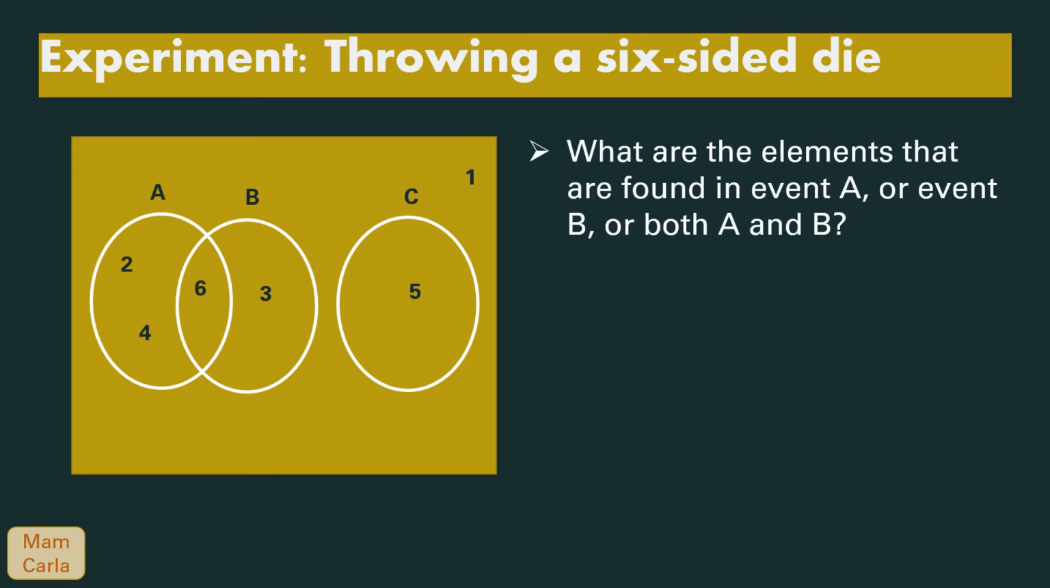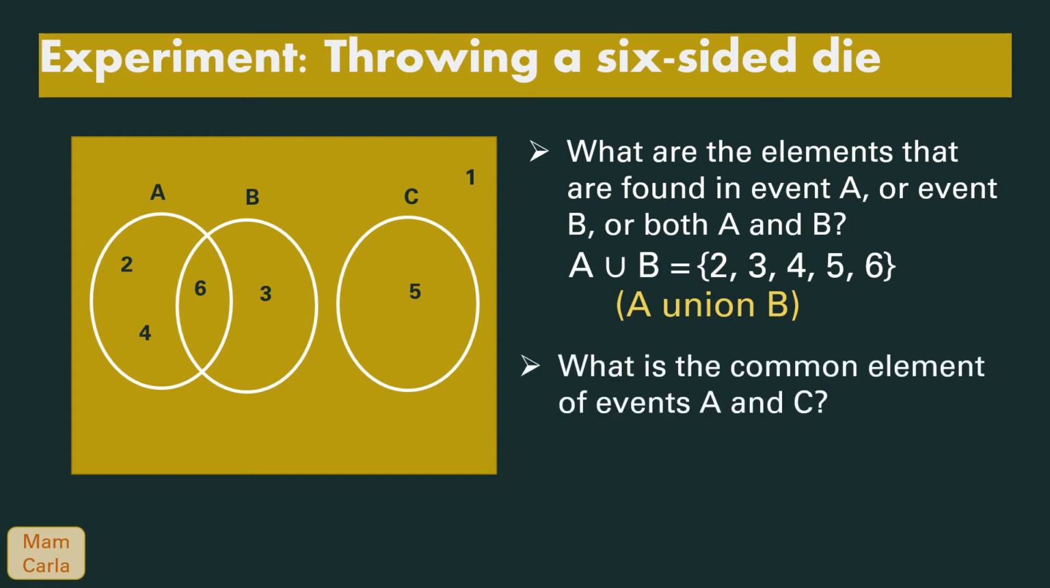What are the elements that are found in event A or event B or both A and B? That's correct. We have 2, 3, 4, 5, 6. And this is denoted as A union B. What is the common element of events A and C? Very good. They don't have any common element. That is denoted as A intersection C, which is a null set.